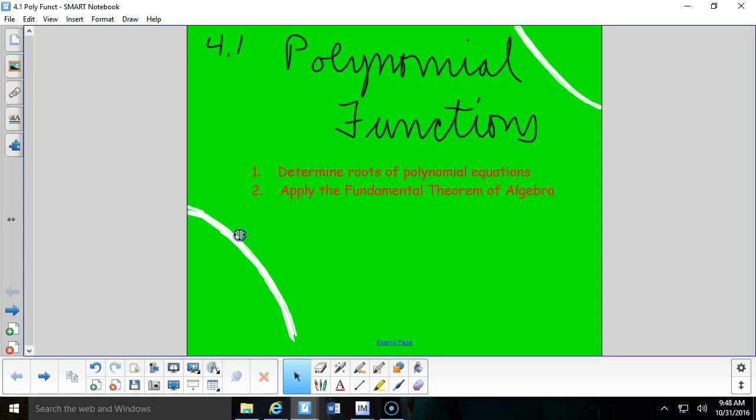Determine the roots of polynomial equations, apply the fundamental theorem of algebra. Fundamental theorem of algebra. Sounds like a big deal. And of course, the emphasis will be upon the fun part: determine roots of polynomials and apply the fundamental theorem. Roots of polynomials is where a polynomial becomes equal to 0.